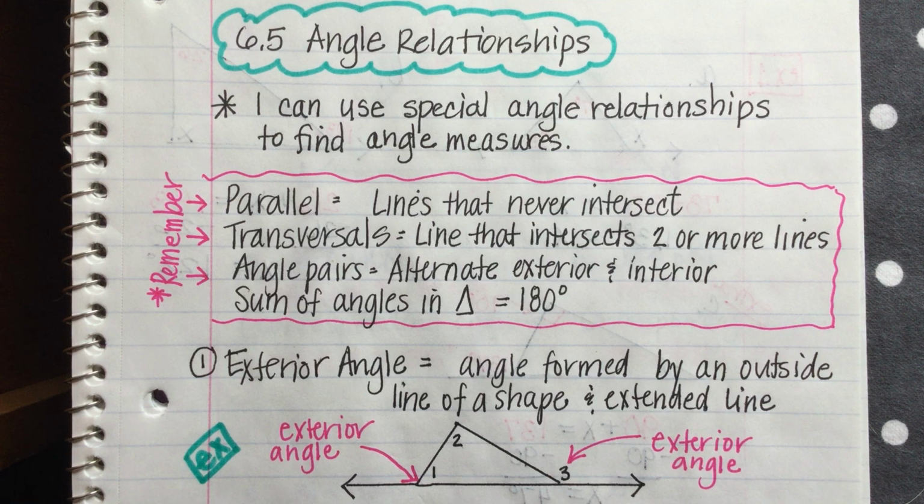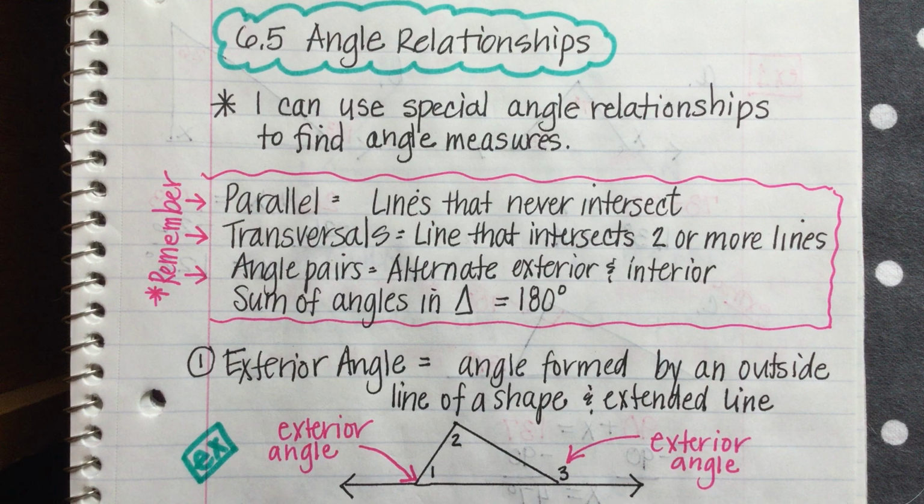It's outside of the triangle, but it's formed by that line that's across the bottom, right? That's outside of the triangle, as well as that edge of the triangle. I also drew another angle, so the angle that's outside of angle number 1 would also be an exterior angle.